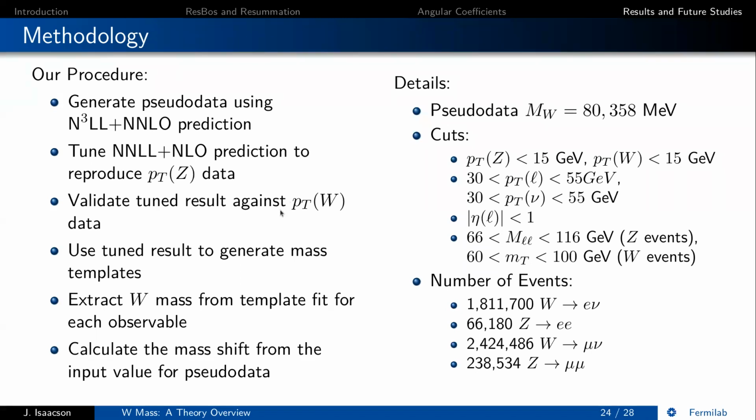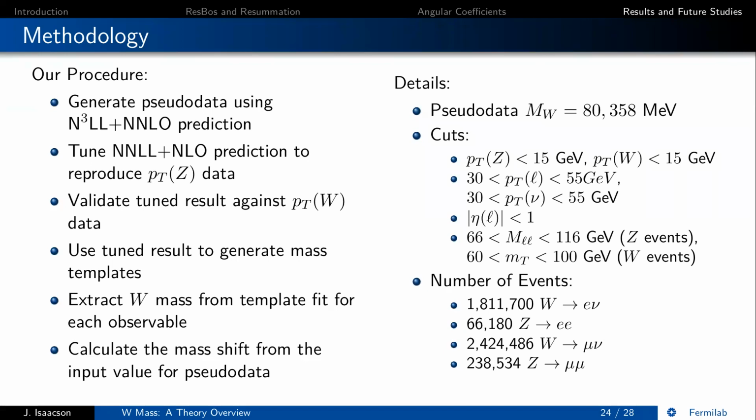Once we have ensured that things are looking okay when we translate between the two, we're going to take that tuned result and generate a ton of mass templates at different values of MW, just as the CDF experiment did. We're then going to take each of those mass templates and calculate how well they fit to this N3LL plus NNLO prediction, the pseudo data. And we're going to get the W mass that's predicted for each of the different observables that CDF measured. Since we know what the input mass was for our theory prediction, and we know what our extracted mass was, we can calculate the shift in the mass that you obtain.